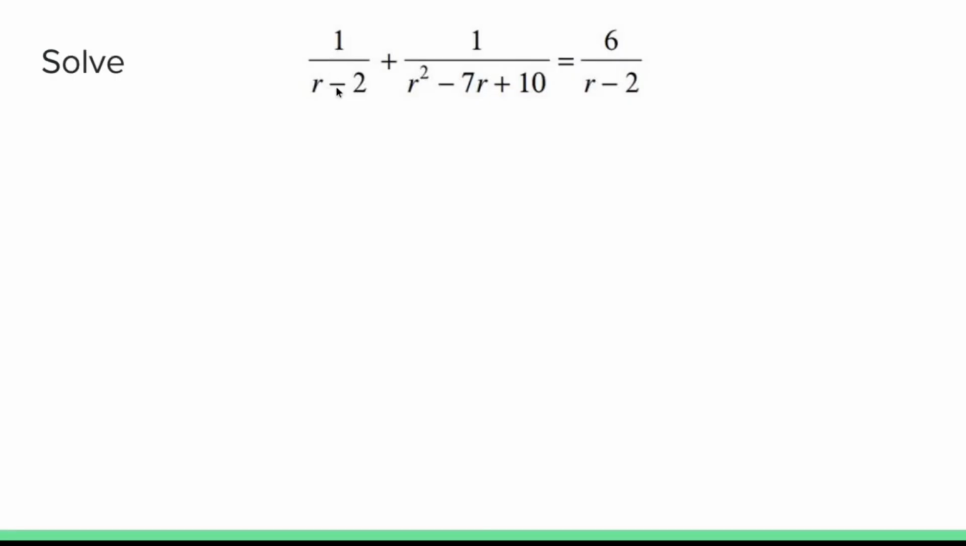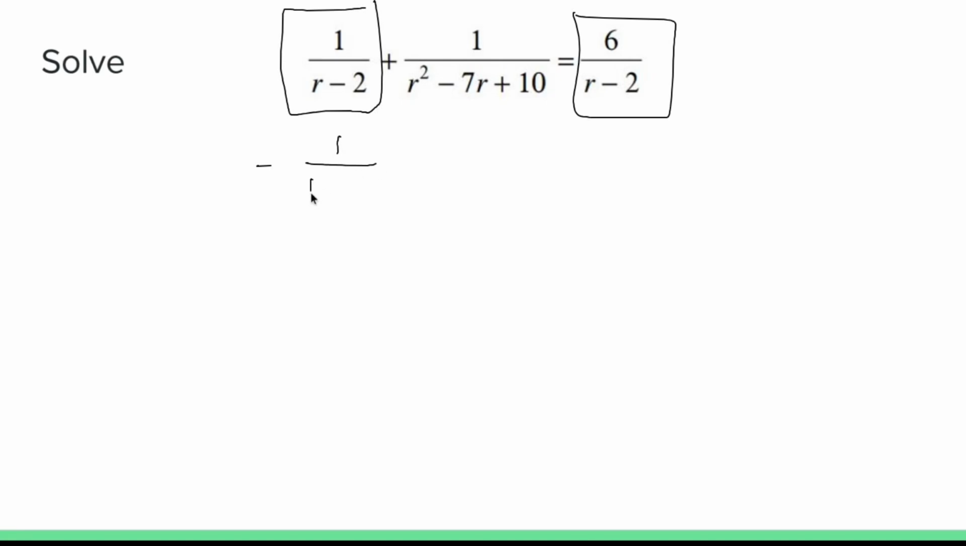Solve 1 over r minus 2 plus 1 over r squared minus 7r plus 10 equals 6 over r minus 2. Let's do this. Since these are the same exact fraction, why don't I subtract 1 over r minus 2 from both sides? I'm allowed to do that. Kind of thinking outside the box here.